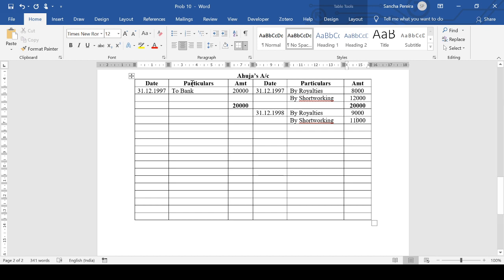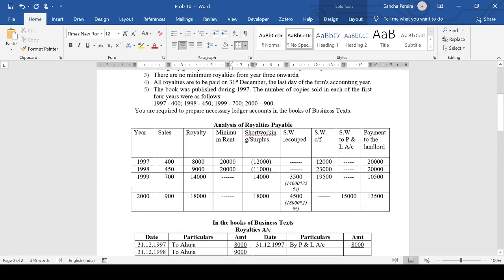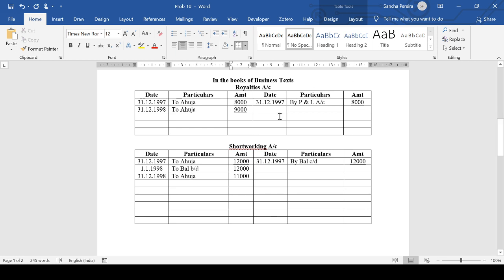Next, coming to the payment. Ahuja account debit to bank. The payment that is made is 20,000. You can check it out. Payment that is made is 20,000. Okay. And then finally, transfer the royalty to the P&L.